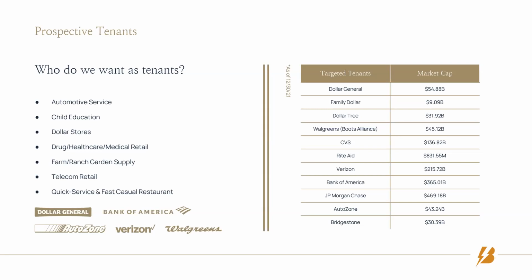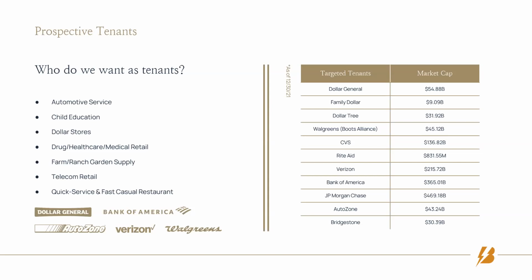We're looking for automotive service, again, AutoZone, Advanced Auto Parts, widely recognized types of businesses. You have your child education, you have your dollar stores, of course, Dollar Tree, Dollar General, Family Dollar, the usual suspects there. Drug, healthcare, medical, retail. In that way, you could think of DaVita, the kidney dialysis types of companies. You have your CVS, your Walgreens.